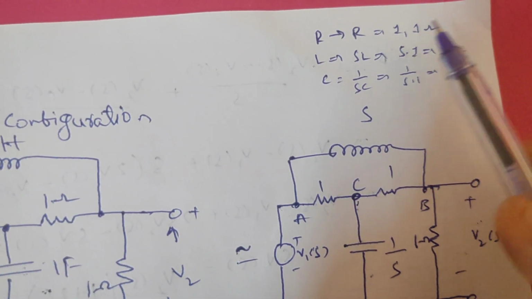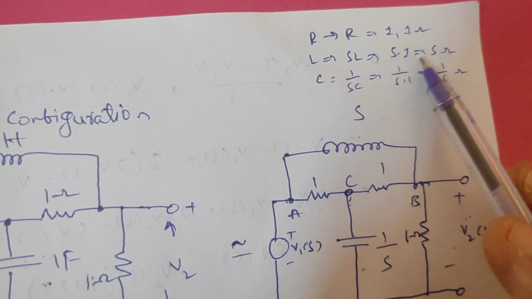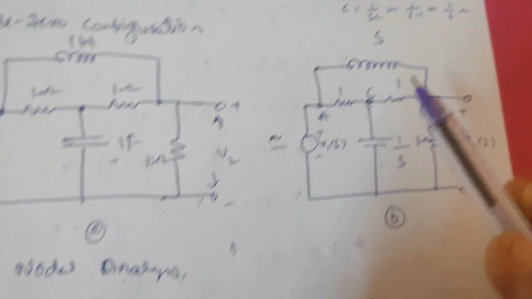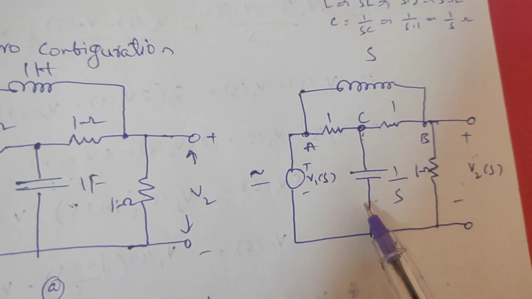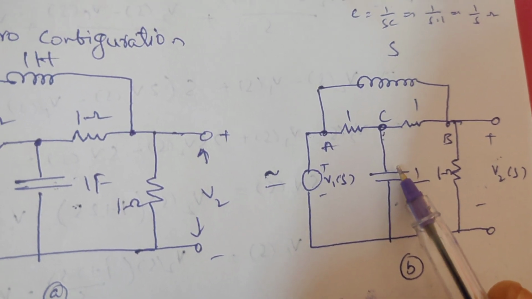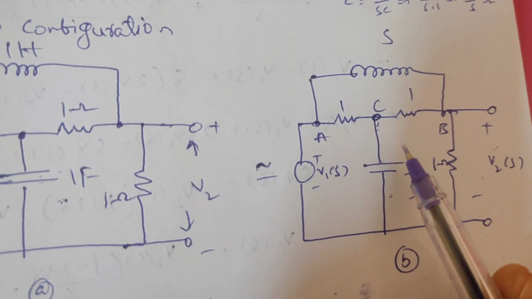So R is simply 1 ohm. The L value becomes S into L, nothing but S into 1. Here C becomes 1 by S into C, which becomes 1 by S. So this is the transformed network. From this transformed network, first of all we have to find the transfer function. To find the transfer function, we have multiple methods.